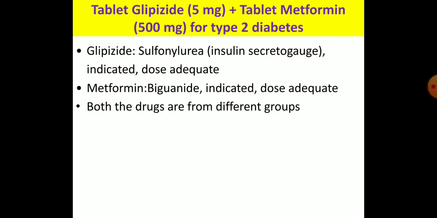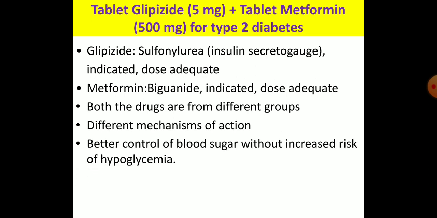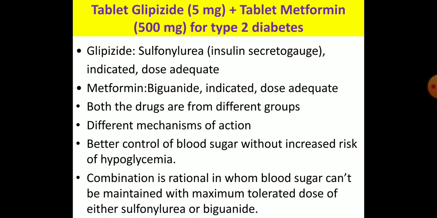Because of the different mechanisms, better control of blood sugar can be achieved. But the only condition is for those patients in whom glipizide or metformin alone is not effective in controlling the blood sugar. In these cases only, this combination is rational.